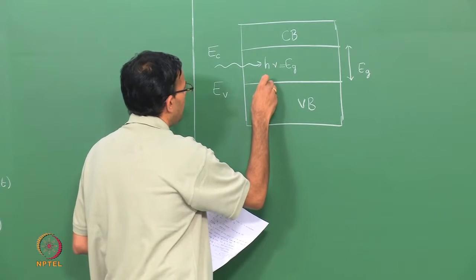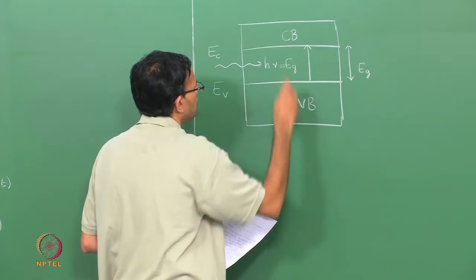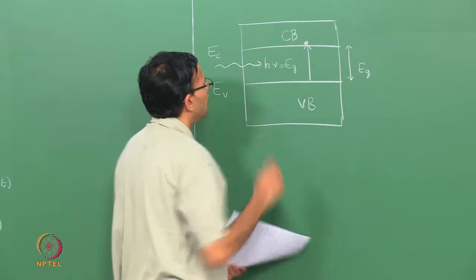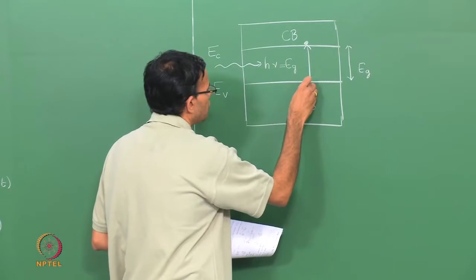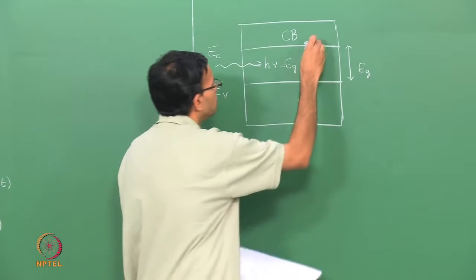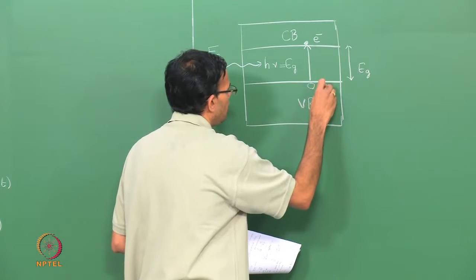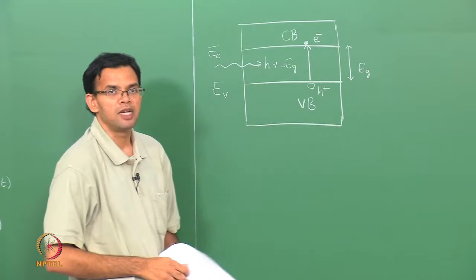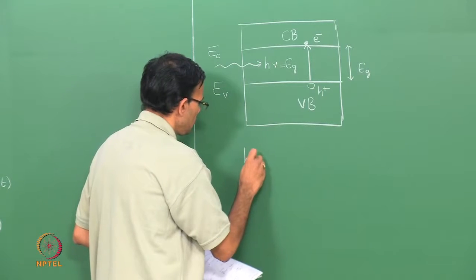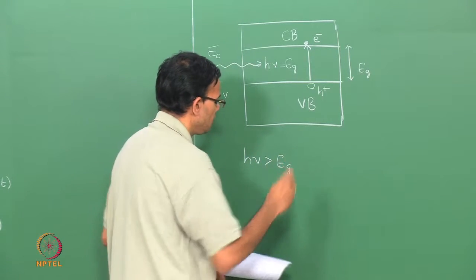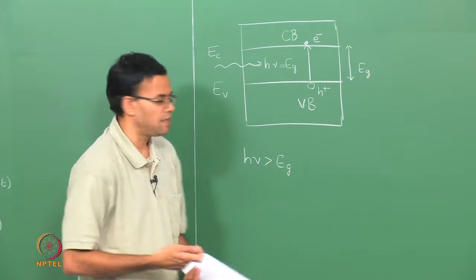in this case, an electron goes from the valence band to the conduction band. Let me show that here. An electron goes from the valence band to the conduction band and creates a hole. So, you have an electron at the bottom of the conduction band and a hole at the top of the valence band. Now, if h nu is greater than Eg, in which case light has an energy greater than the band gap, there is some excess energy that is left.